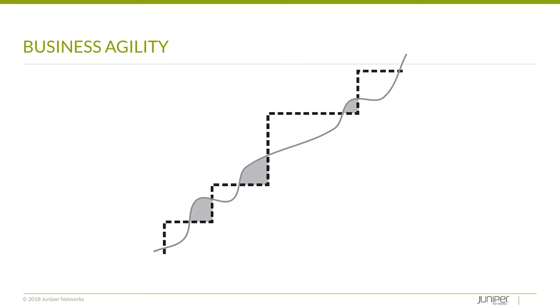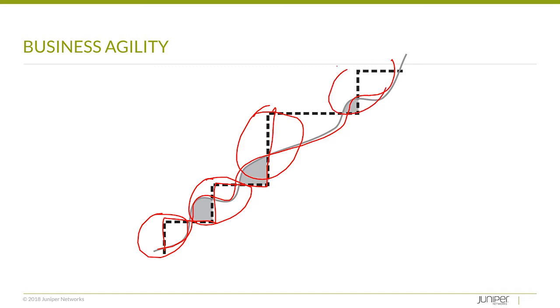So for instance, if your business grows along this gray line, but you're building your network in appliance-sized capacity, you'll find it follows this more stepped line. Each one of these upward steps represents adding some major component of the network, like a new module or a new chassis or something like that.